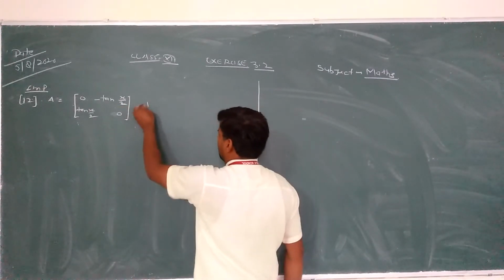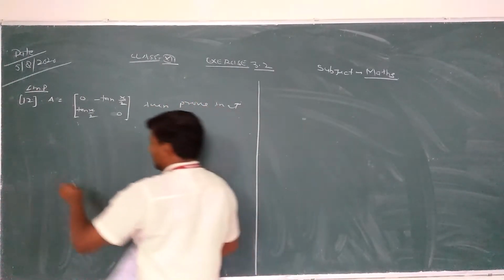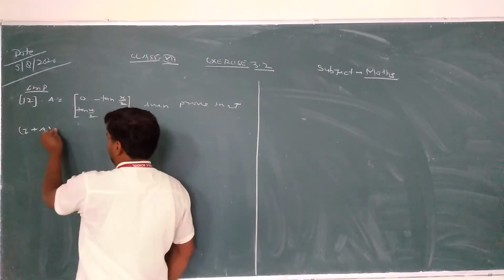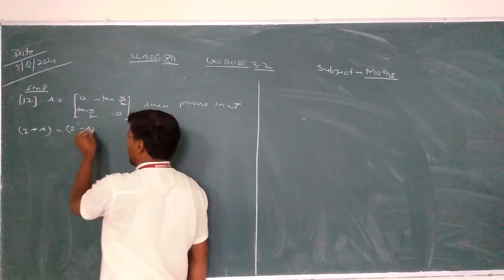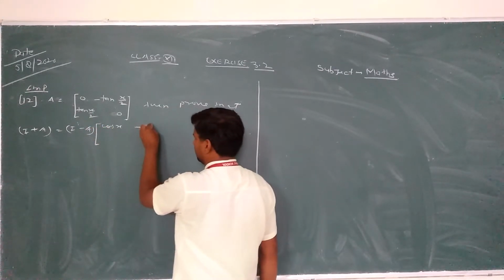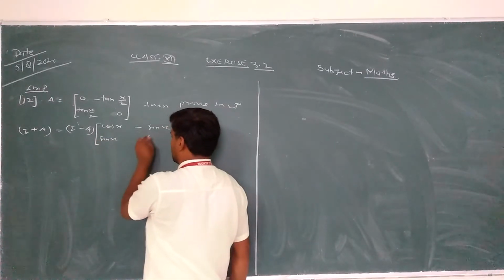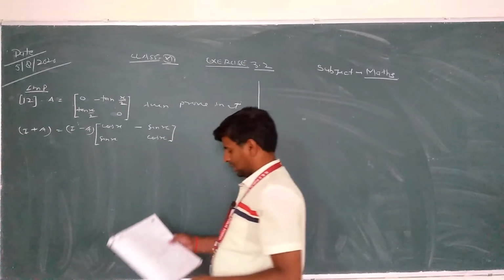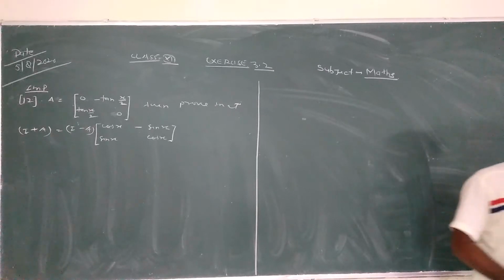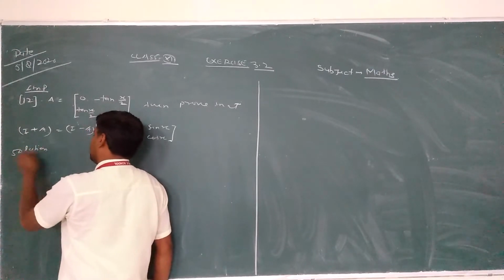Then prove that I plus A equal to (I minus A) times [cos x, minus sin x; sin x, cos x], where I is the 2 cross 2 identity matrix. Then see the solution. Most important question.